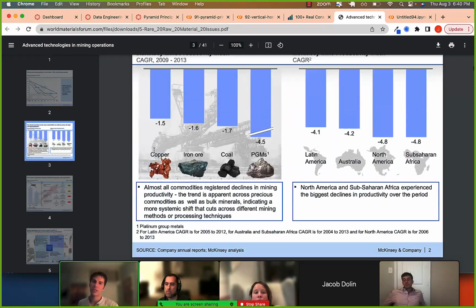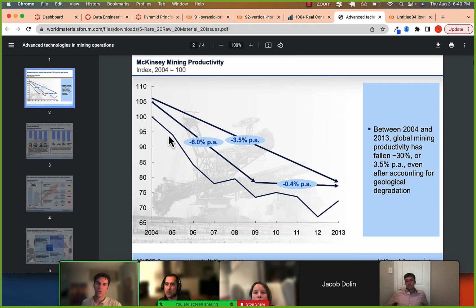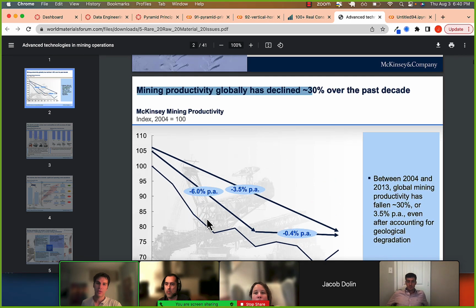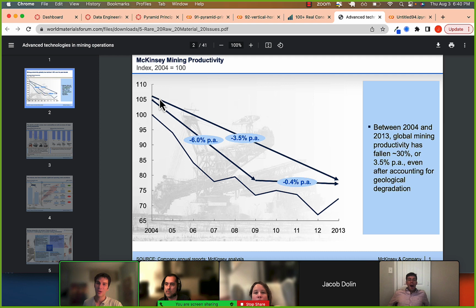The vertical consistency is the fact that as I go from the conclusion to the supporting evidence, this supporting evidence supports, right, the conclusion that's up top. All right, so mining productivity has declined 30%. We should look here, right, and just kind of quickly see that has fallen 30%. We see that it's 110, and now it's down to 80 or something like that.